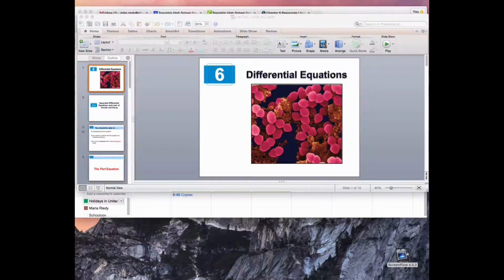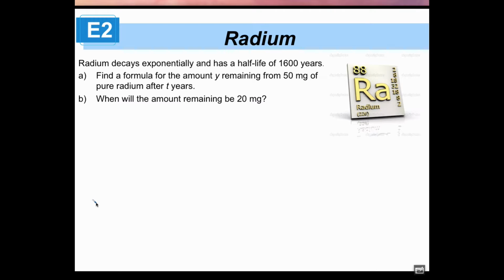All right, what do we got next? Radium decays exponentially and has a half-life of 1,600 years. Who's taking AP Chem? What's a half-life? Have you done nuclear chem yet? You just did? Well, how perfect is that? What's a half-life? The time it takes for half of something to decay.